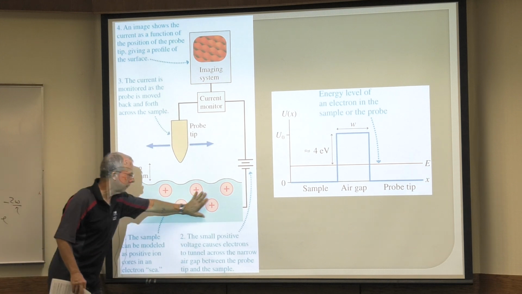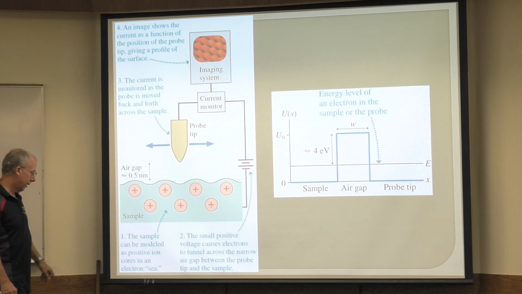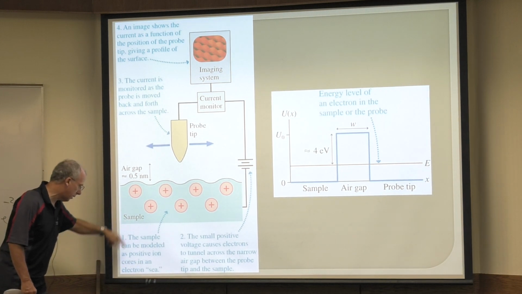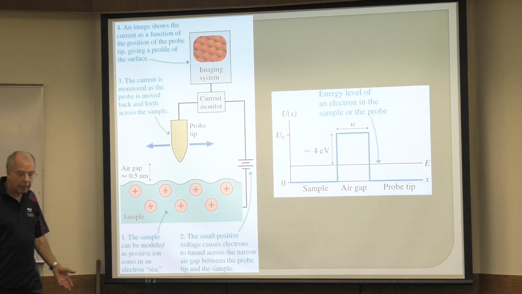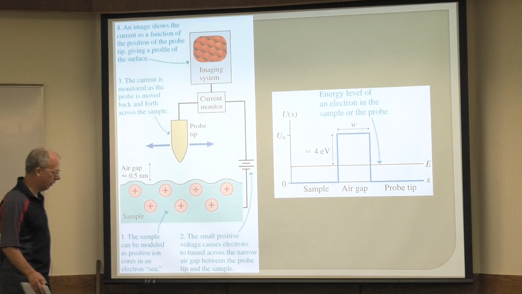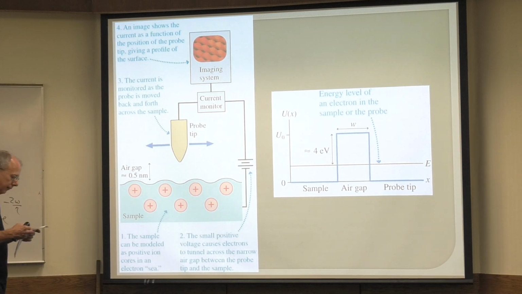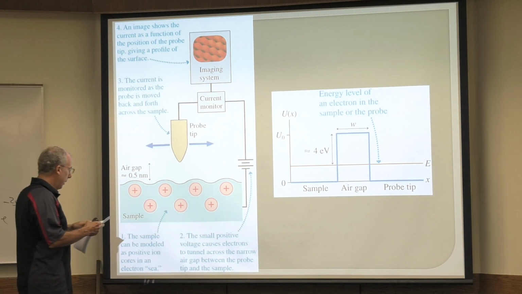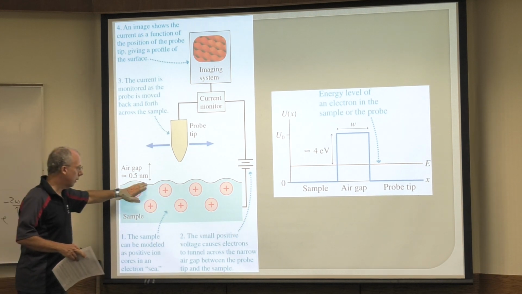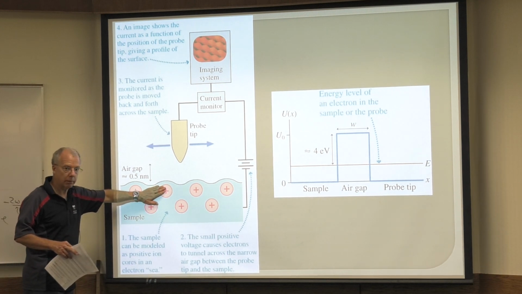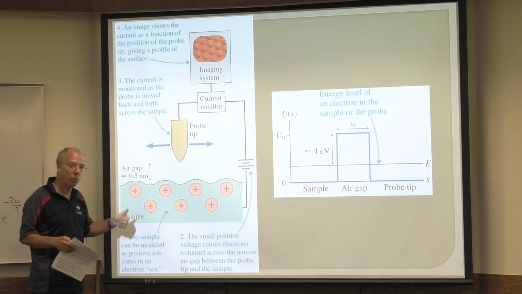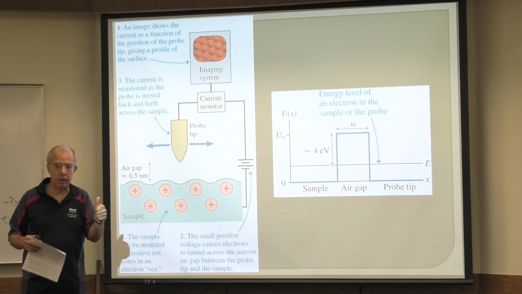Okay, so here's a sample, a piece of material. The sample can be modeled as positive ion cores in an electron sea. Okay, so the electrons can move around, and you have these positive ions that are kind of stuck. All right, like in a metal or something like that. Now, the electrons are bound to the sample, right? And in order to eject the electrons, they need an energy greater than their work function. You remember work function? Photoelectric effect?